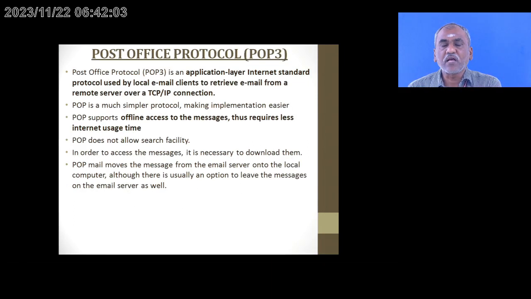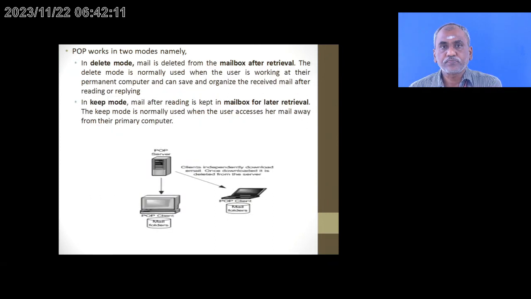The Post Office Protocol is used to receive an email from a remote server over a TCP connection. POP has two modes: delete mode and keep mode. Delete mode is used so the message is deleted from the mailbox after retrieval. In keep mode, mails after reading are kept in the mailbox for later retrieval. Keep is for keeping the messages for later retrieval.